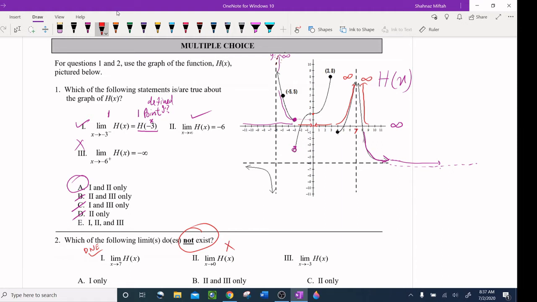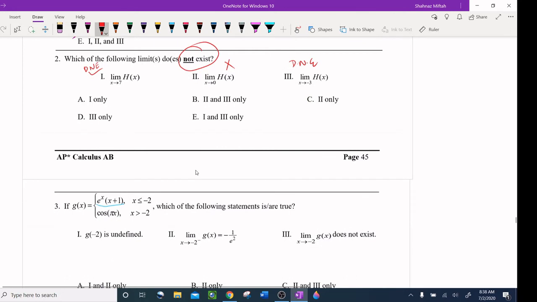Let's try this one. Limit x approaches -3 from the left and right. This is -3. When I'm going limit x approaches -3 from the right, I'm approaching -4. Limit x approaches -3 from the left, I'm going to 1. So this is -4 and this is 1, which means does not exist, because in order for the limit to exist, the limit from the left and the limit from the right must be equal. Okay, so my answer is 1 and 3 in this case. 1 and 3, E.